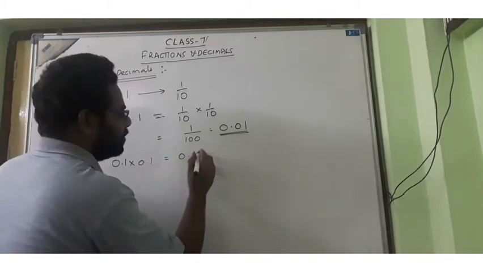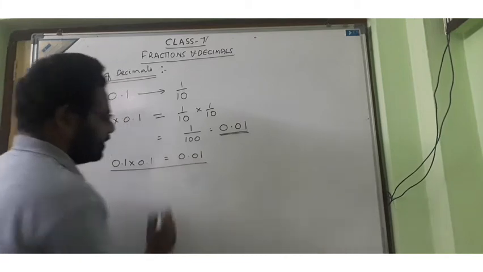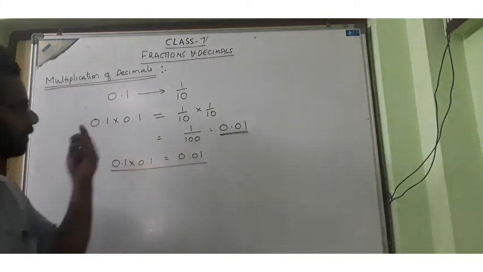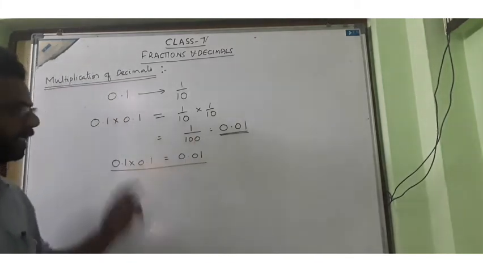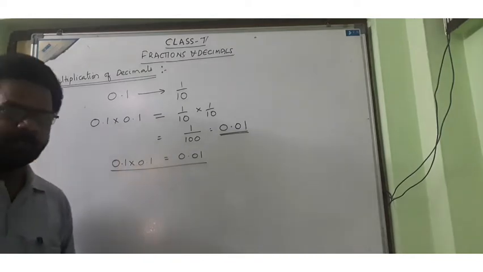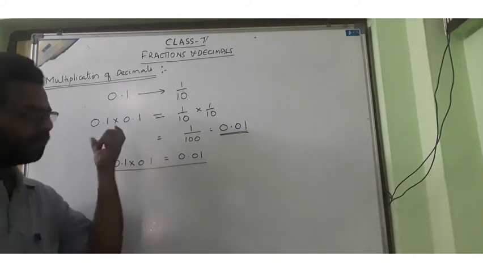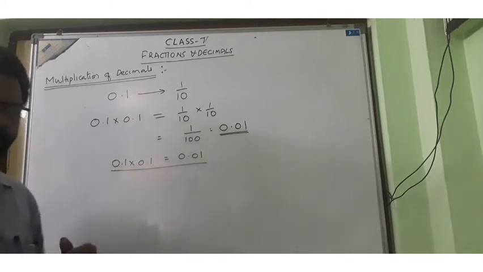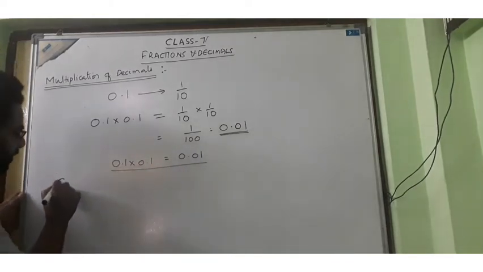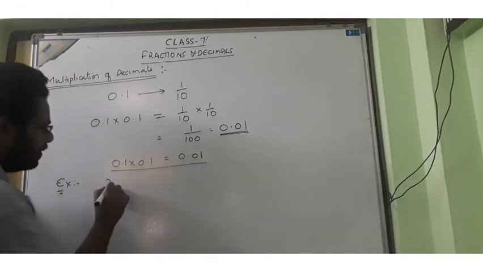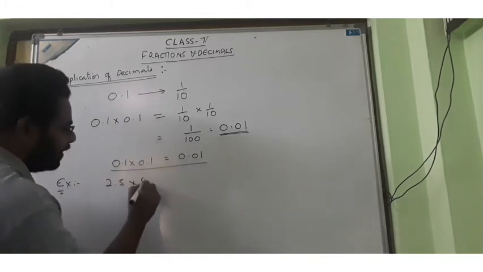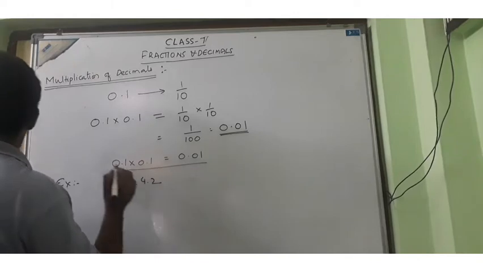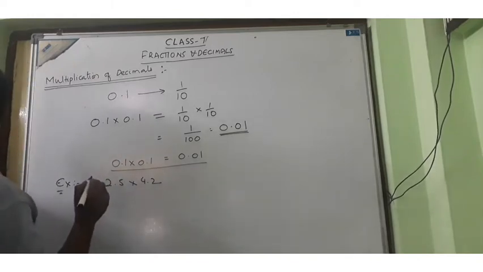Okay, 0.01. Understand? So like this, one decimal can be multiplied with another decimal, depending on the decimal points, where we kept the decimal. Depending on that only we have to write the answer. Suppose another example I am taking: 2.5 into 4.2.